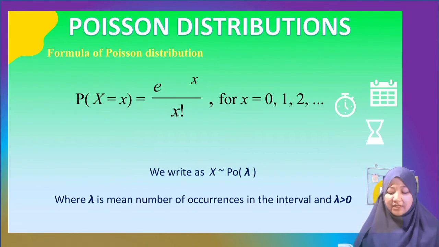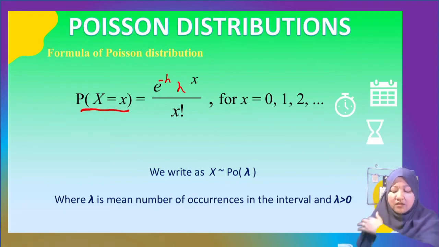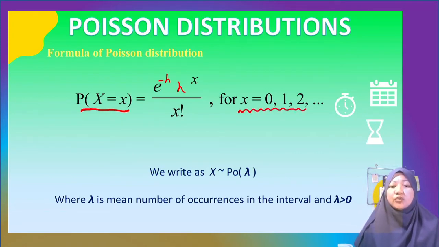So we have probability x equal to x, where e power of negative lambda, lambda power of x over x factorial. Okay, this one is lambda power of x over x factorial, where x is a discrete number. Okay, 0, 1, 2, 3, and so on. Okay, this one, formula for Poisson distribution.